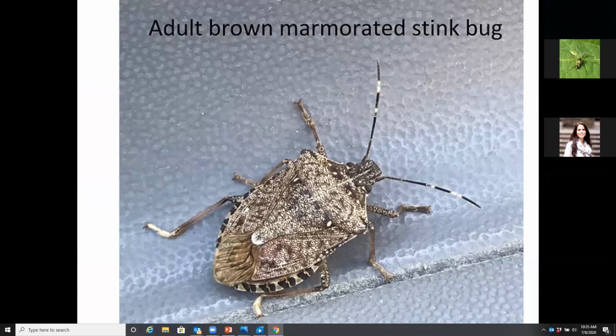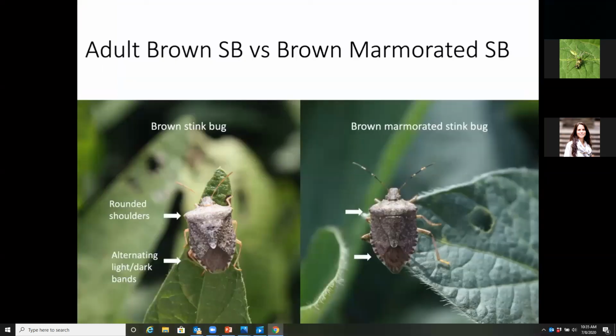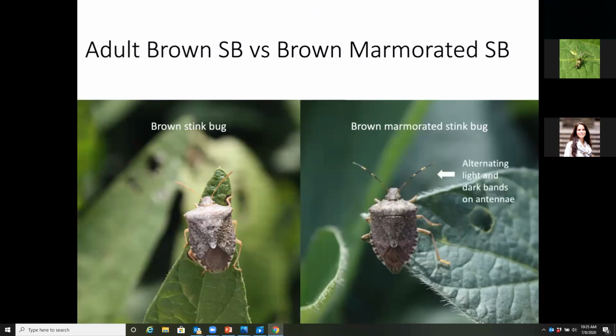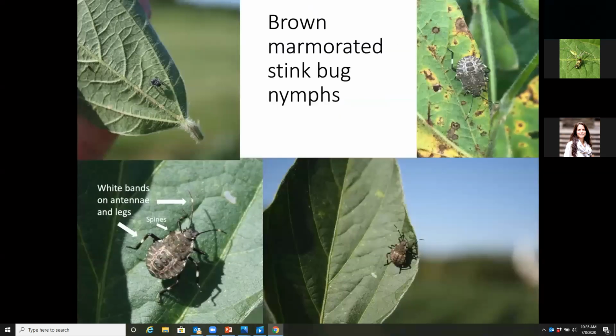However, it has become easier lately to find brown marmorated stink bugs in our beans as well, and these are seed-feeding pests also. The adult looks similar to the brown stink bug adult, as both have round shoulders and alternating dark and light bands at the margins of the abdomen. How you can tell if it's a brown marmorated stink bug is that it will have alternating bands of light and dark color on the antennae, and sometimes the legs, and the brown stink bug does not.